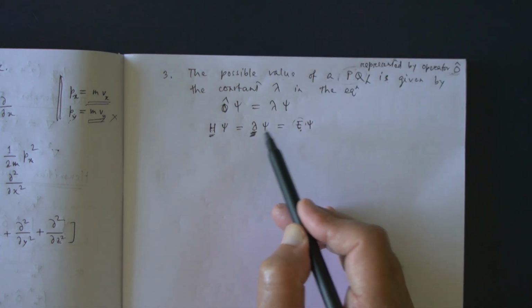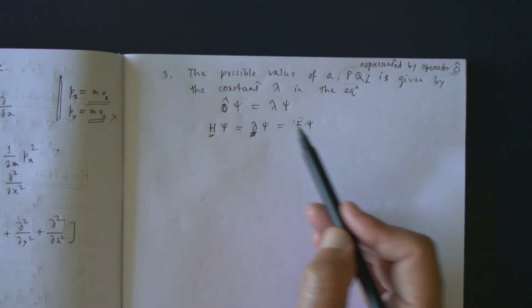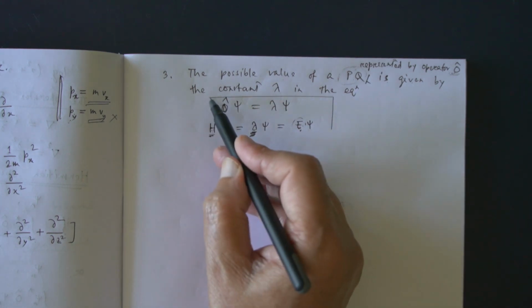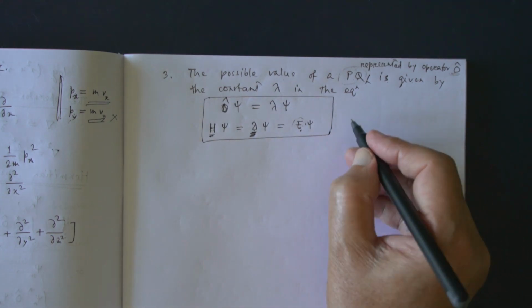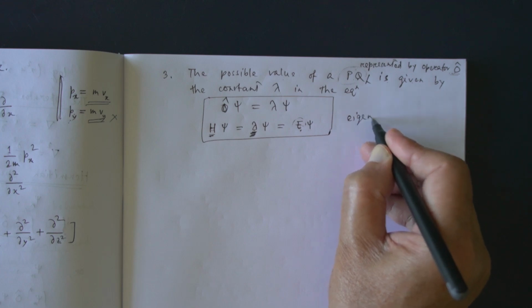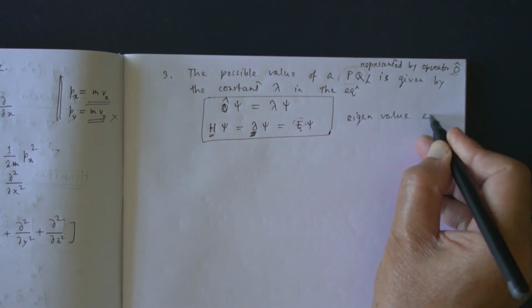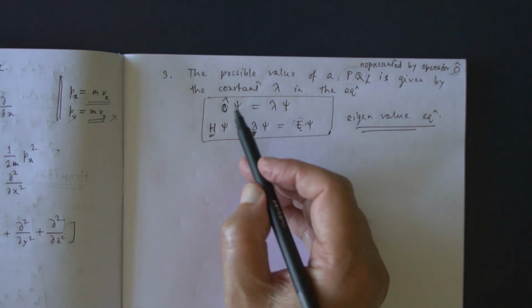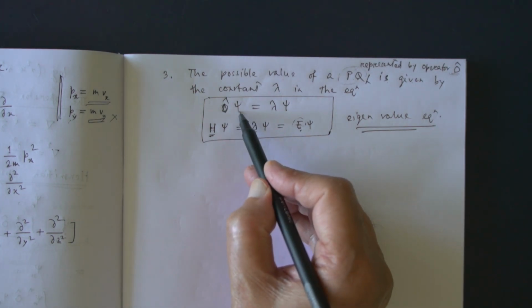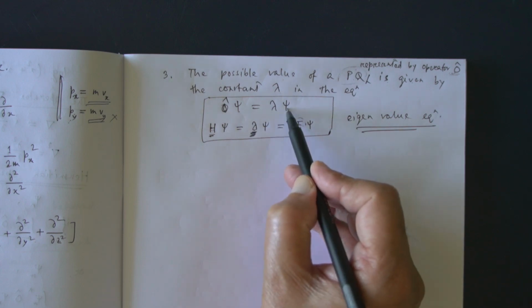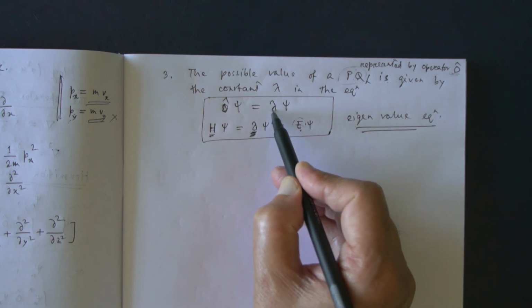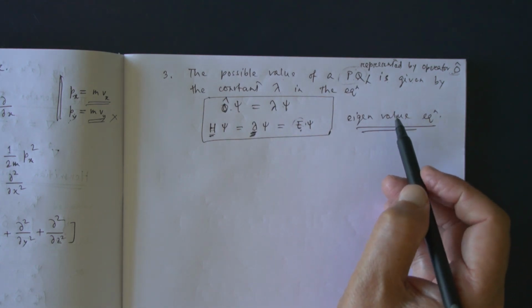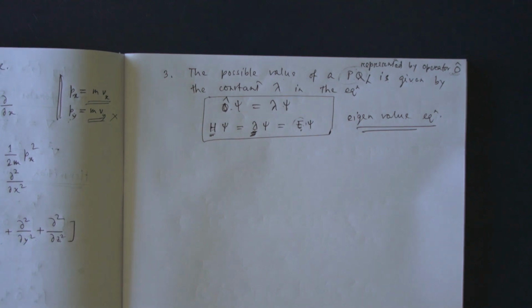Is given by the constant in this equation. This type of equation is known as an eigenvalue equation. What is an eigenvalue equation? An operator acting on a function gives the same function multiplied by a constant. This type of equation is called an eigenvalue equation. Okay, this is the eigenvalue equation.